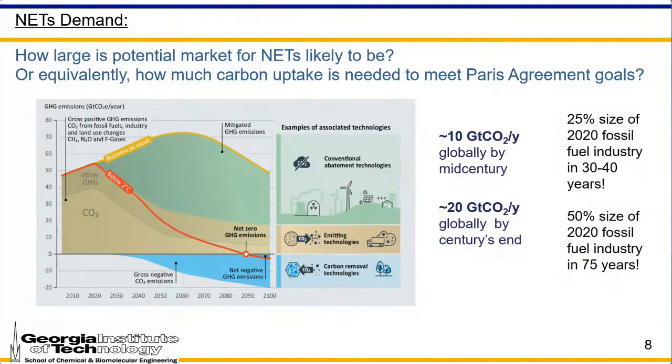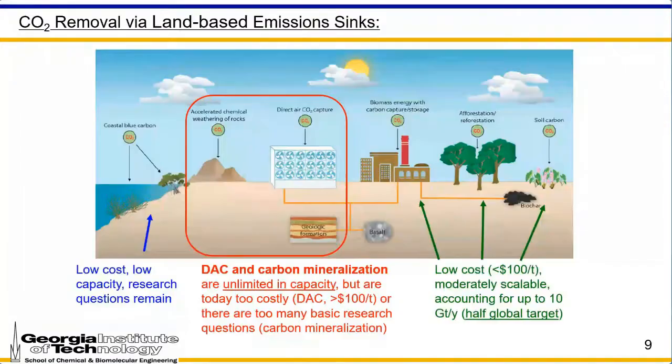And if you consider the scale of these requirements, 10 gigatons per year by about 2060, 20 gigatons per year by century's end, we're talking about recreating a new industry from scratch that is going to be roughly 25 to 50% of the size of the fossil fuel industry at various points in the next decades. So this is clearly a huge challenge, and we need to develop these negative emissions approaches.